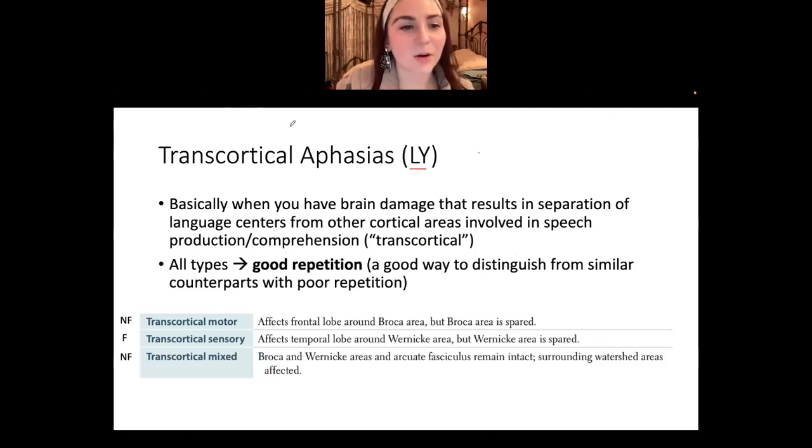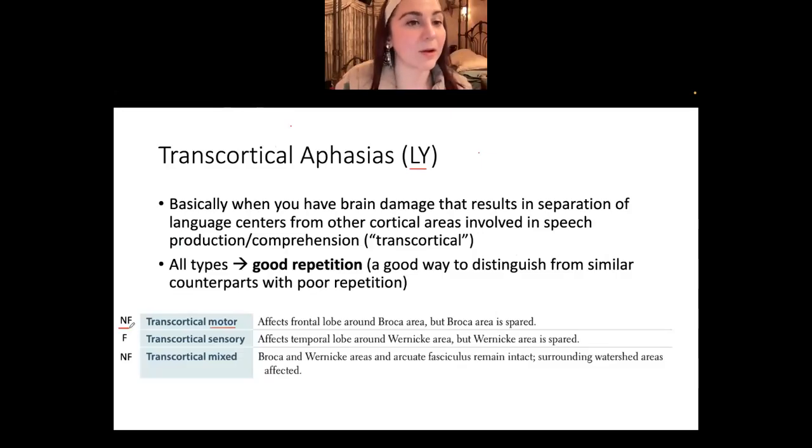All three of these, so all three transcorticals, there's going to be good repetition. And this is how you distinguish it from those typical higher yield aphasias we just talked about. Going through it, they do match up a little bit. For example, transcortical motor is going to be a non-fluent aphasia, so it's going to present almost like a Broca's, right? It's going to be non-fluent, but they can repeat.